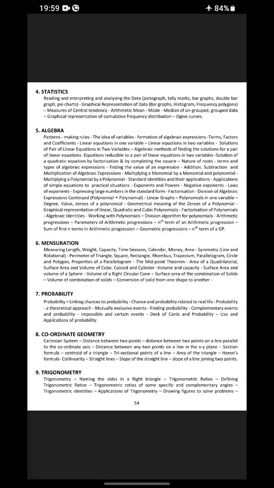coefficients, linear equations in one variable, linear equations in two variables, solutions of a pair of linear equations in two variables, algebraic methods of finding the solution for a pair of linear equations, equations reducible to a pair of linear equations in two variables, solution of a quadratic equation by factorization and by completing the square, nature of roots, terms and types of algebraic expressions, finding the value of an expression, addition, subtraction and multiplication of algebraic expressions, multiplying a monomial by a monomial and polynomial, multiplying a polynomial by a polynomial.